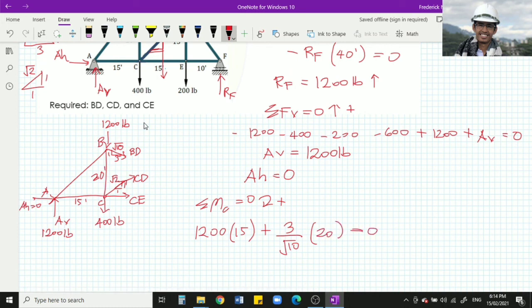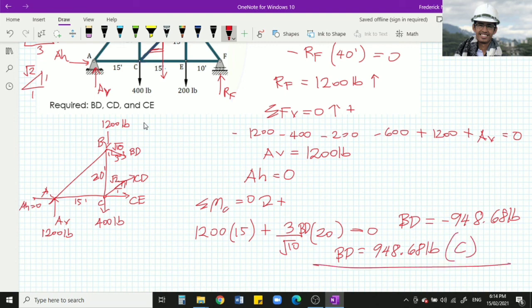Therefore, yung BD natin. So, dito yung BD natin. So, therefore, makukuha natin yung BD. BD is equal to negative 948.68 pounds. Okay? So, negative siya. Kaya yung BD natin will be equal to 948.68 pounds. This will be compression. Okay? So, nakuha na natin yung force BD natin.